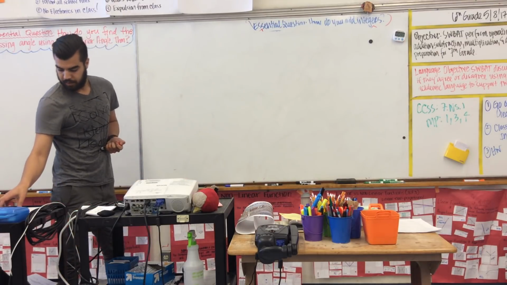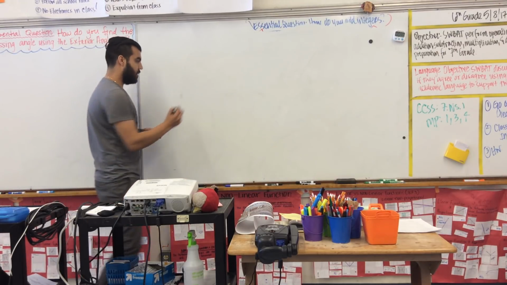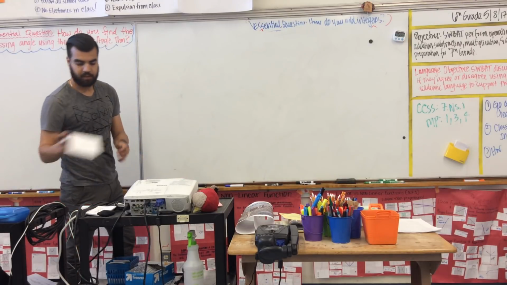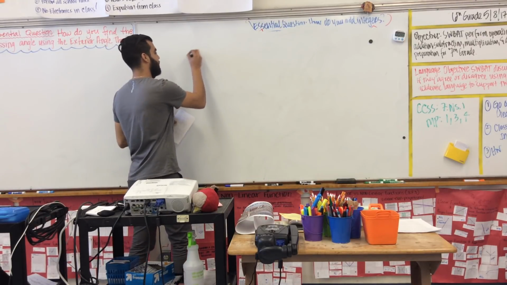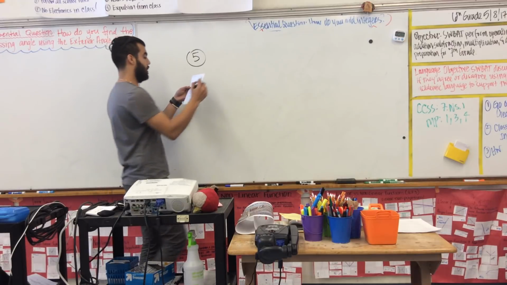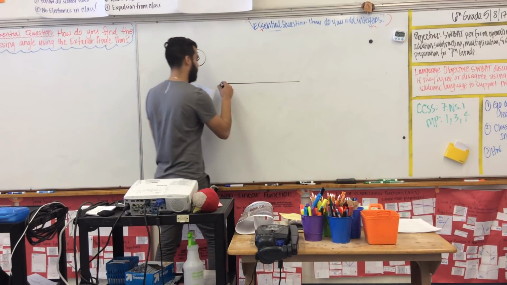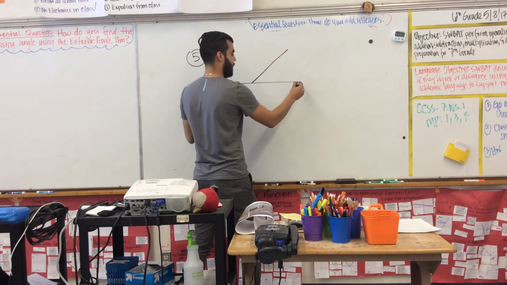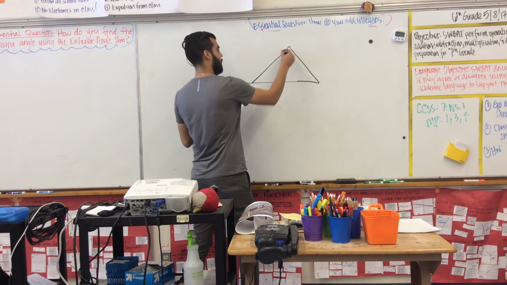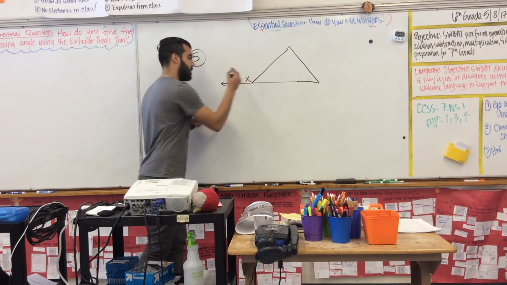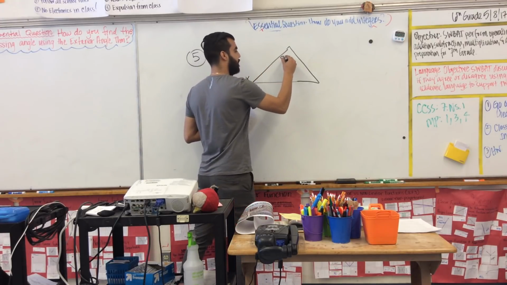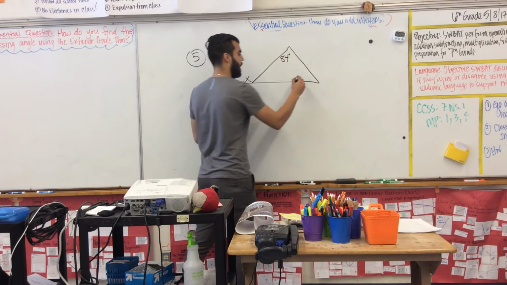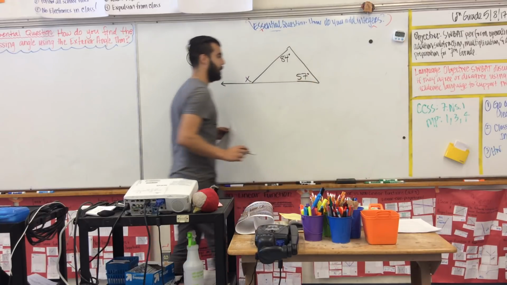Number 5. Let's try this one. So this is going to be number 5, if you're following along on the worksheet. It looks something like this. So I have x, I have 84 degrees, and I have 57 degrees.